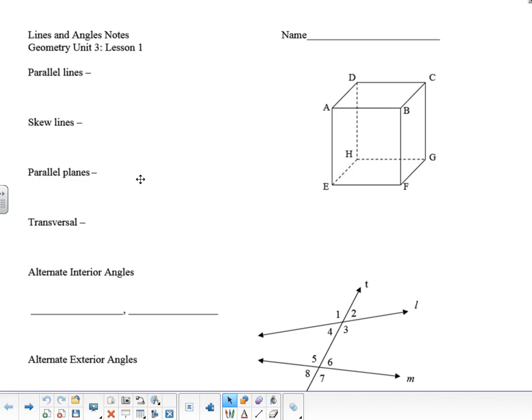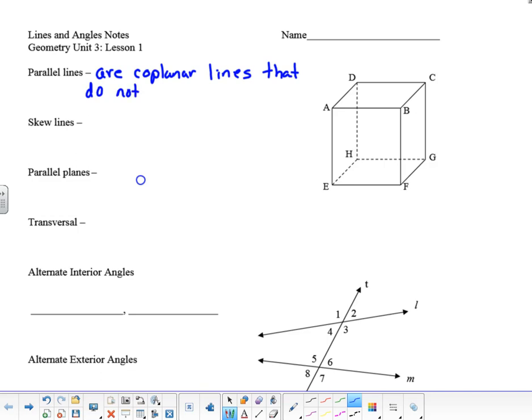Now, some of these you've already defined in your glossary, but we're going to get into them a lot more specifically here as we get going. So the first one is parallel lines, and parallel lines are coplanar lines that do not intersect. And the word coplanar is a key word there. Coplanar lines that do not intersect.